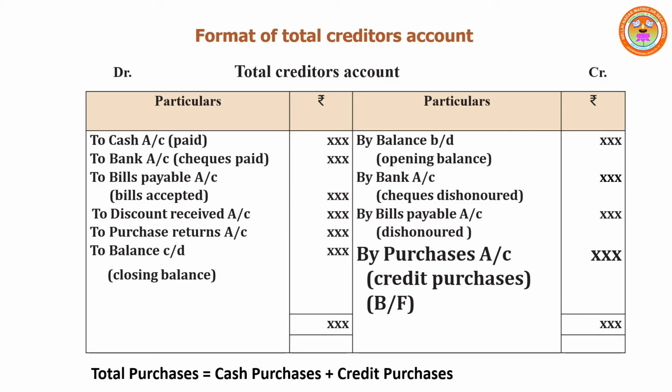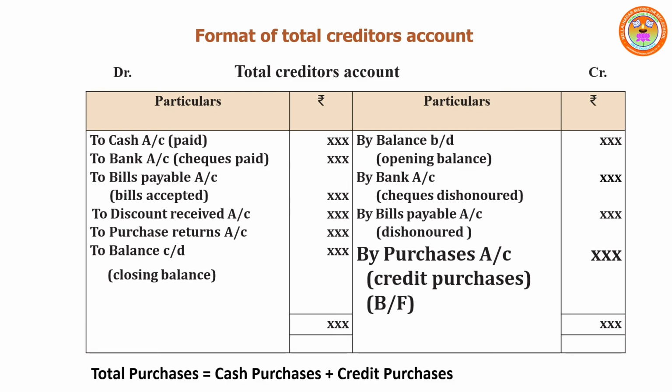In the center of the page, write the heading total creditors account, debit side and credit side. Look at the debit side, to cash account, that means cash paid to creditors. The amount should be written here. Then to bank account, if we have paid any amount through check, it should be written as to bank account. Then to bills payable account, the previous step, that means under bills payable account, the answer we found in that step should be written here.